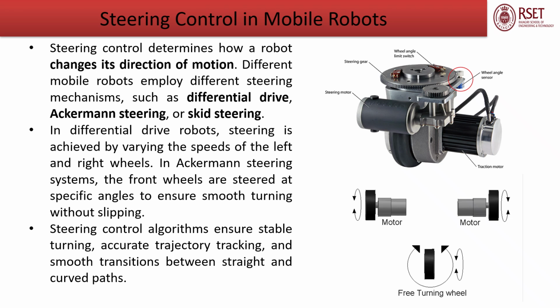In contrast, a car-like robot uses Ackermann steering geometry. The front wheels turn at specific angles so that all wheels follow a circular path without slipping. Steering control is not simply about turning. It involves maintaining stability, minimizing slip, and accurately following curved paths. Good steering control ensures smooth transition between motions, reduced mechanical stress, and accurate trajectory tracking. The steering control directly affects navigation performance and motion smoothness.